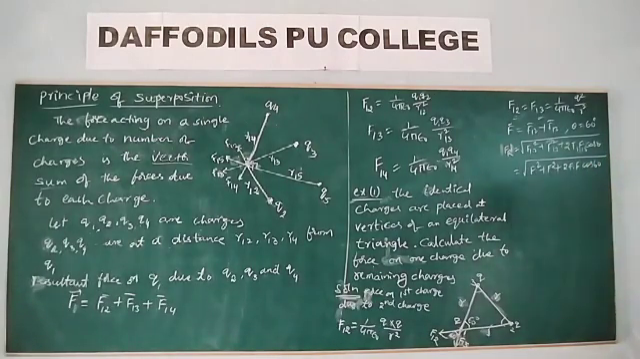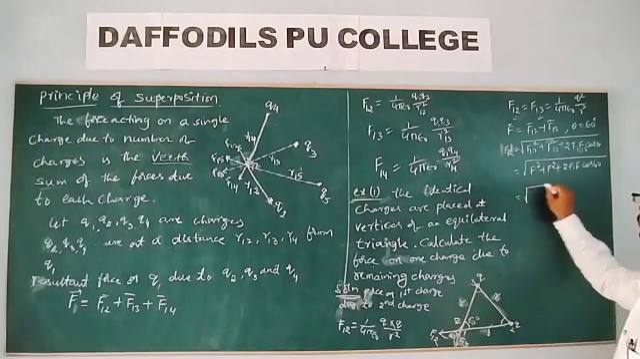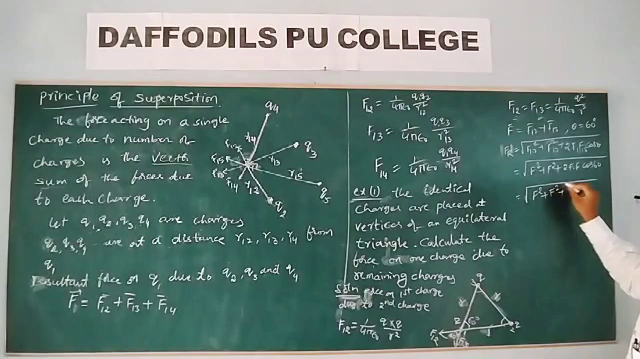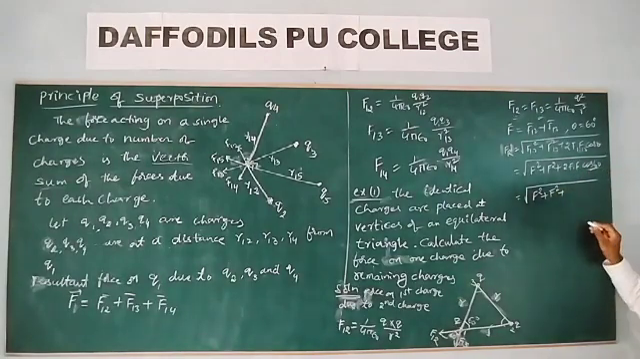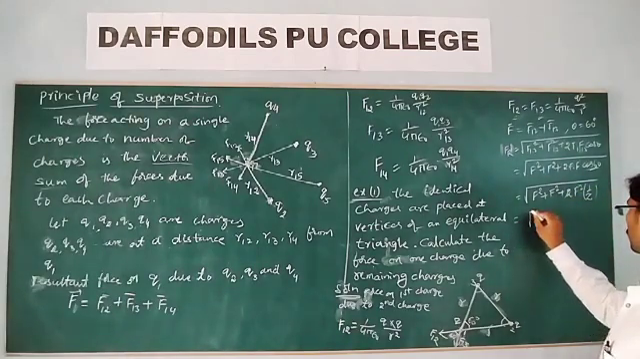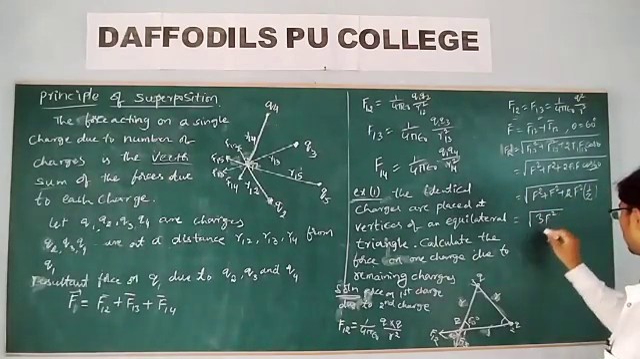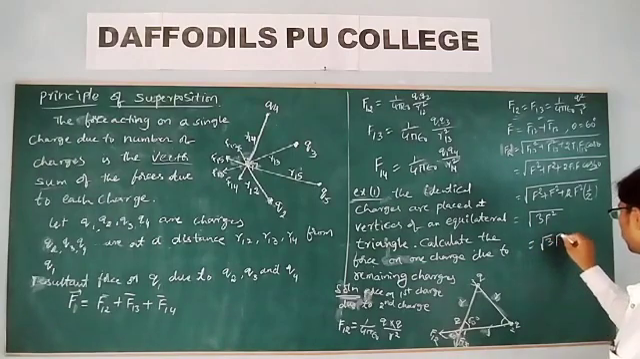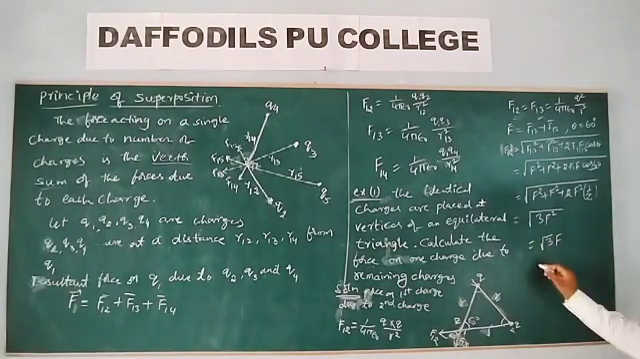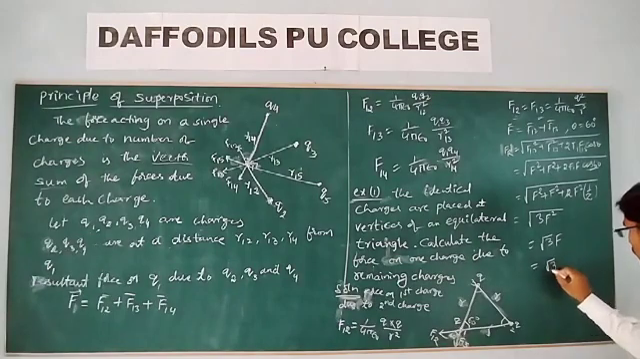Cos 60 value is what? 1 by 2. That is equal to F square plus F square plus, cos 60 value is what? 1 by 2. Then 2F square into 1 by 2 cancels. What do you get here? Root over 3F square, that is equal to root 3 F. That is the resultant.